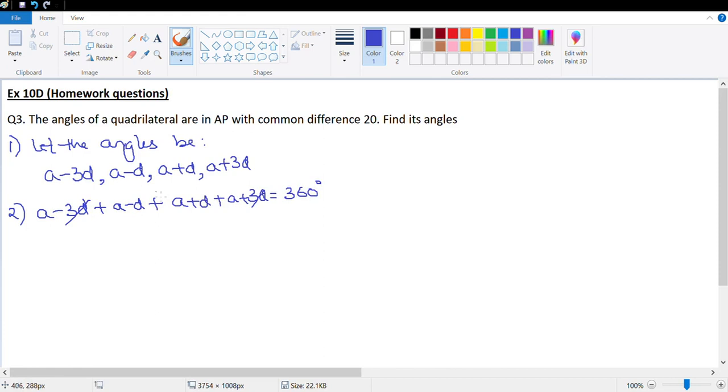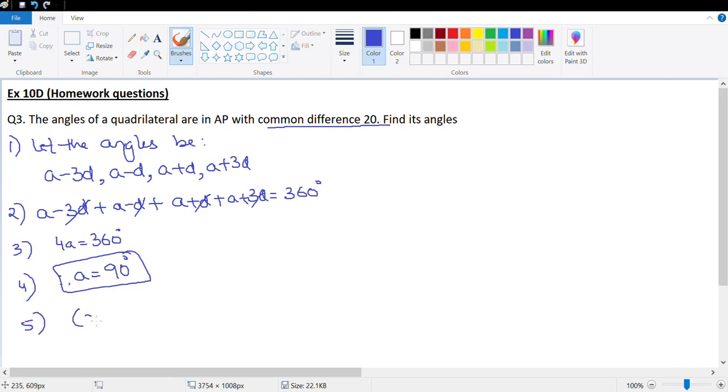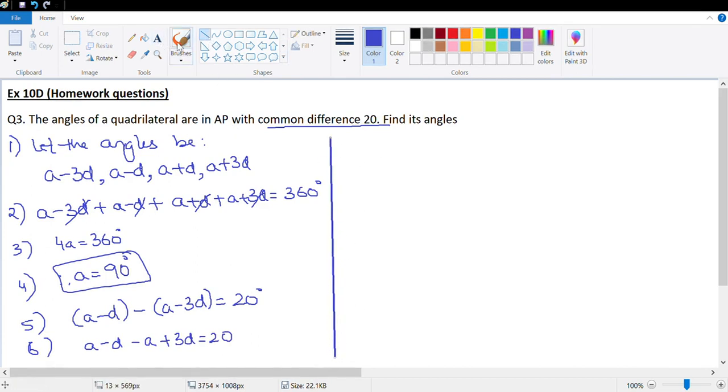3d and negative 3d, negative d and plus d get cancelled. We are left with 4a is equal to 360 degree. Therefore, a is equal to 90 degree. Next, common difference, which is the difference between two terms, is given equal to 20 degree. So what's given is a minus d minus a minus 3d is equal to 20 degree. This gives us a minus d minus a plus 3d is equal to 20 degree. Common difference is 20 degree.